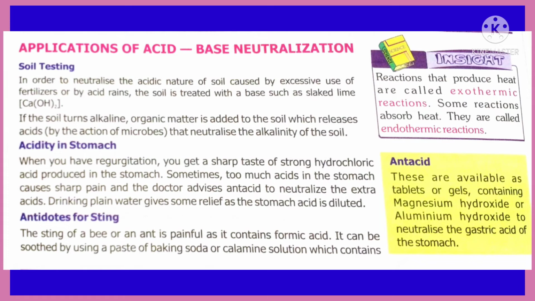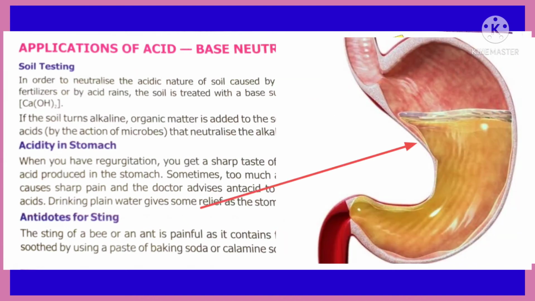Tell me what organic matter is? Vegetable peels, fruit waste. These are all considered organic waste. If you add this to soil, many microorganisms increase, accumulate, and multiply. So they release acid. You know that the wall of the stomach secretes hydrochloric acid in order to digest our food. So in some cases, the secretion of hydrochloric acid will be increased.